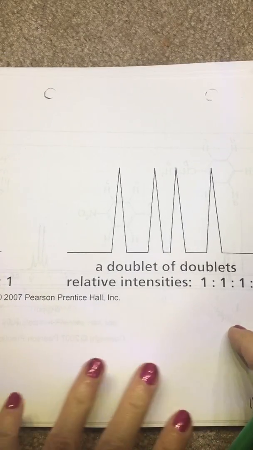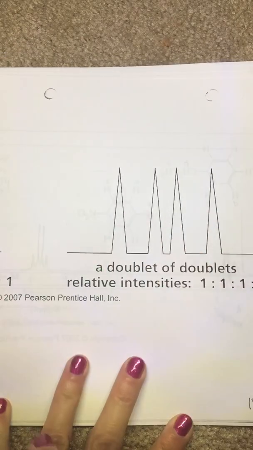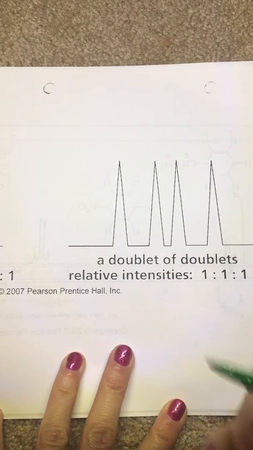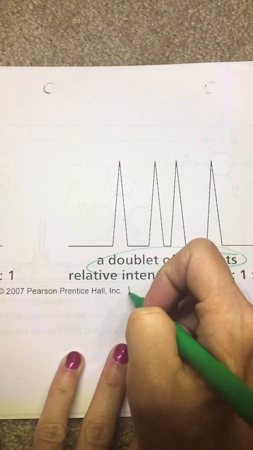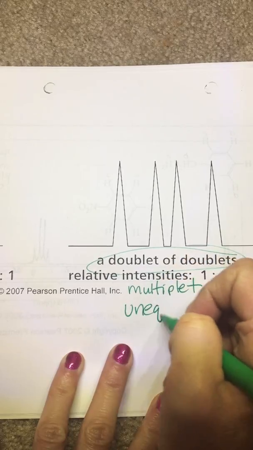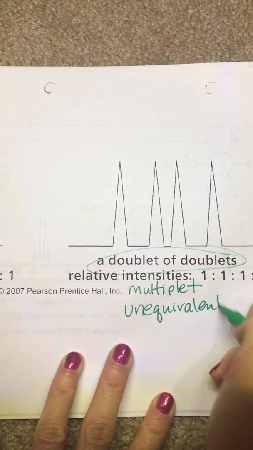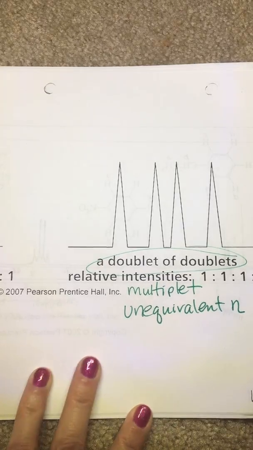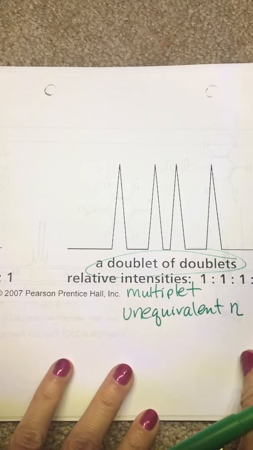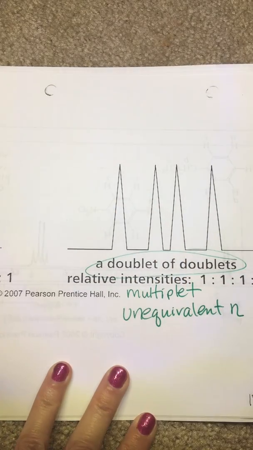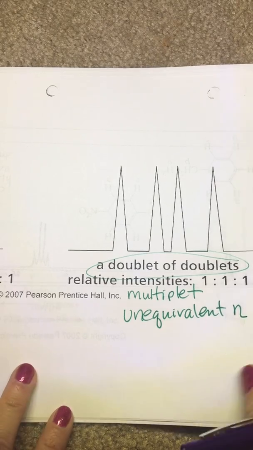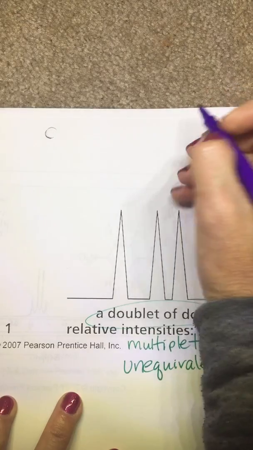Then there's something that you can also count as 4 peaks, 1, 2, 3, 4. This is called a doublet of doublets. I love how that sounds, and this is a type of multiplet. So this right here is a multiplet. And what does a multiplet mean again? It means unequivalent neighbors. Okay, so unequivalent neighbors. And the ratio is different. These are all the same height. Okay, so let me show you how we might get a doublet of doublets for something.